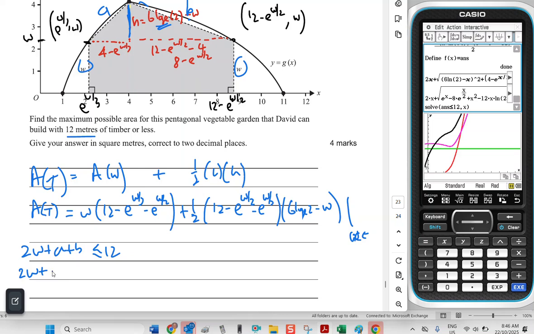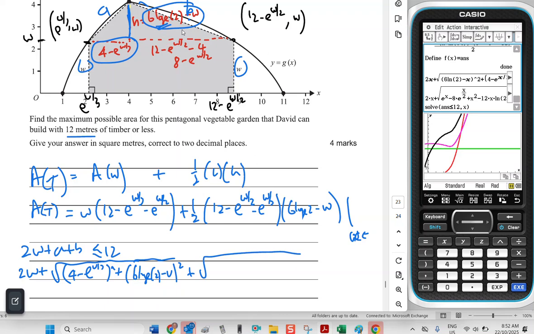So 2W plus A. Well, okay, this is A, and using Pythagoras' theorem, this is my value of this part of the triangle, and this is the value of this part of the triangle, so it's going to be the square root of (4 minus e^(W/3)) squared plus (6 log base e of (2 minus W)) squared, plus B, which is this one over here, which is the square root of (8 minus e^(W/2)) squared plus (6 log base e of (2 minus W)) squared. And I want that to be less than or equal to 12.